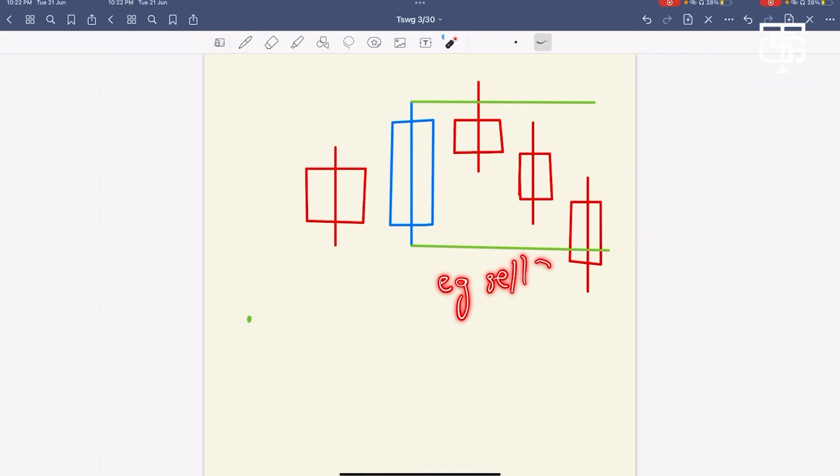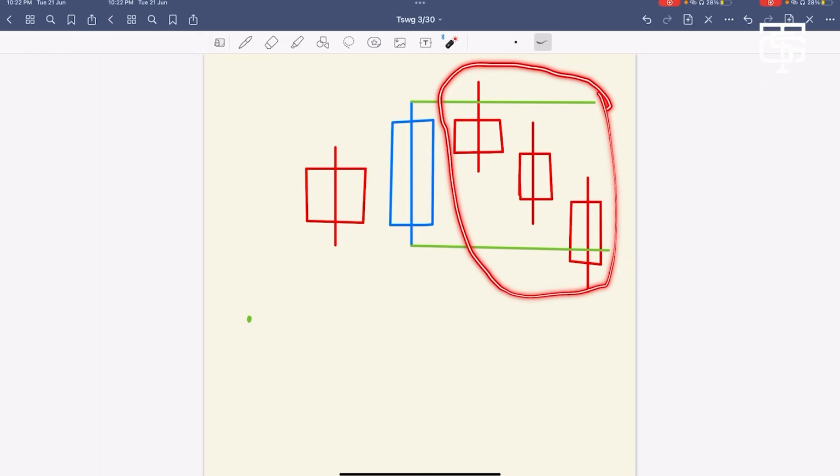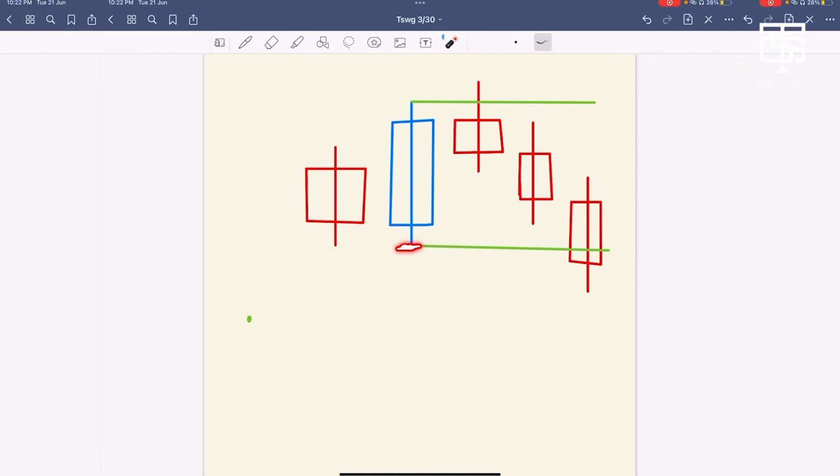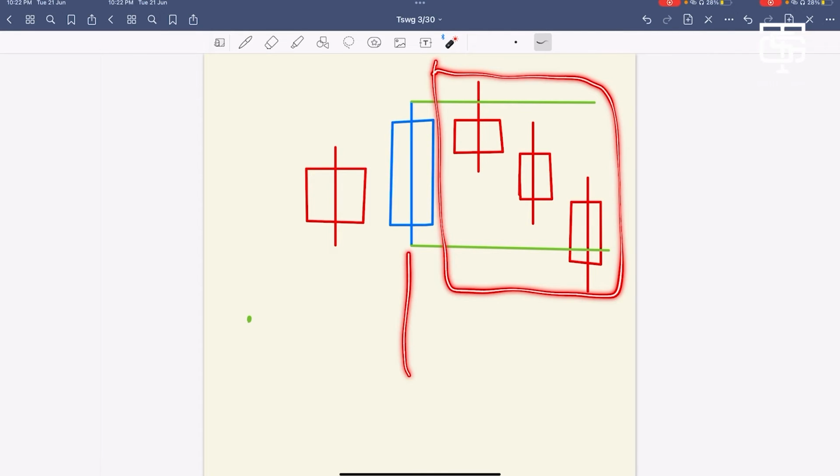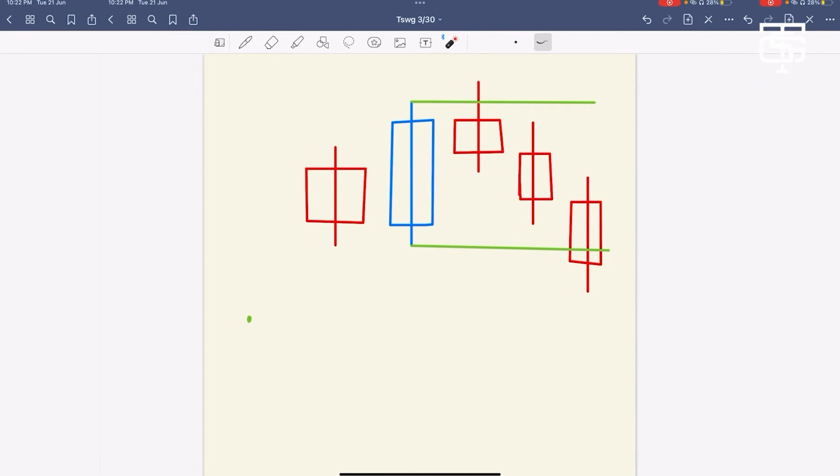Yes, it is considered, because it does not matter how many candlesticks it takes to break the low of the bullish candle. So in this case, it takes 3 candlesticks to break this low, which makes it an engulfing sell. So why is this important for you guys?